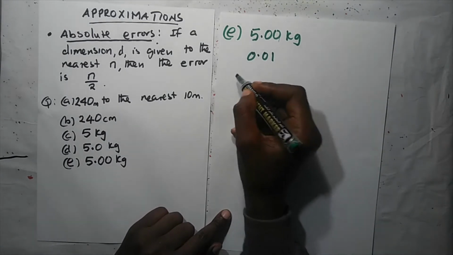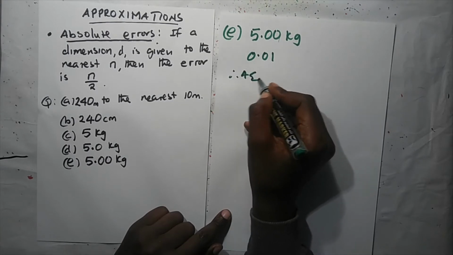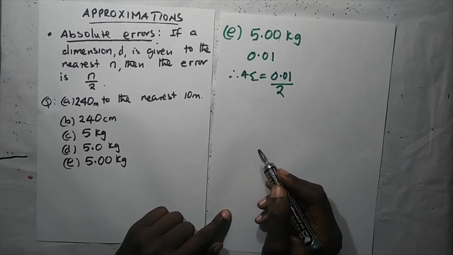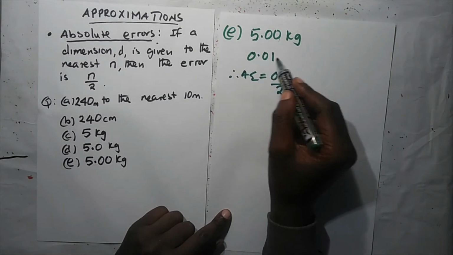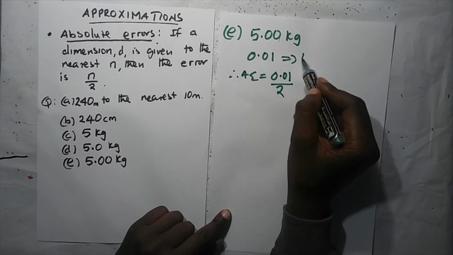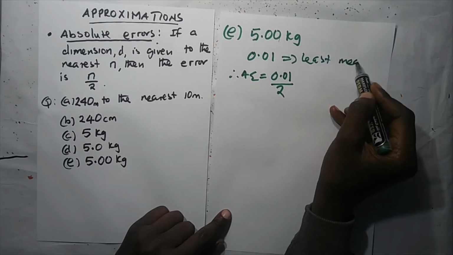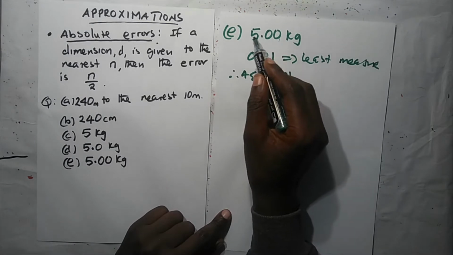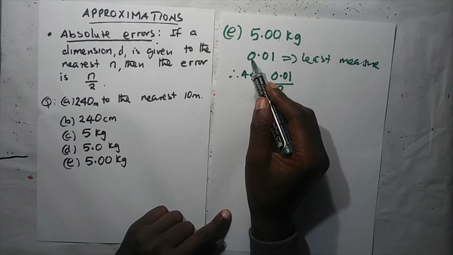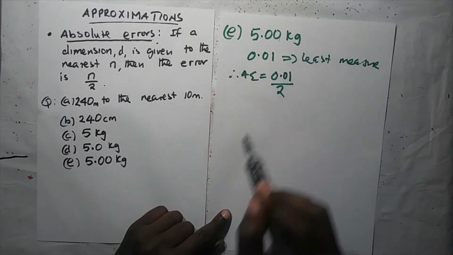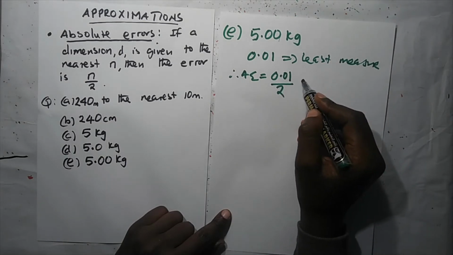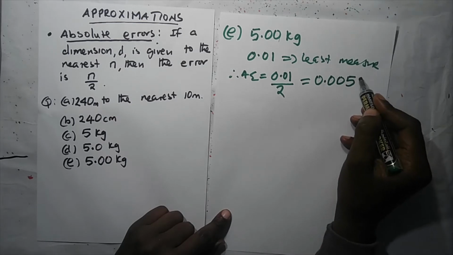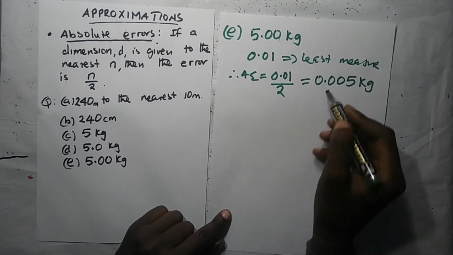So for us to find the absolute error, we are going to divide 0.01 over 2. Notice here that the least measure has the same number of decimal places as the original or true value given, except that the least measure ends with a 1 here. And so when we divide here, we are going to have 0.005 kgs as our absolute error.